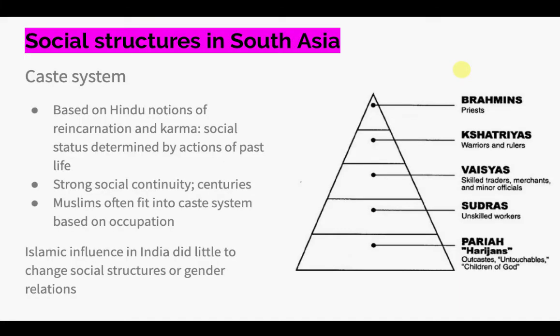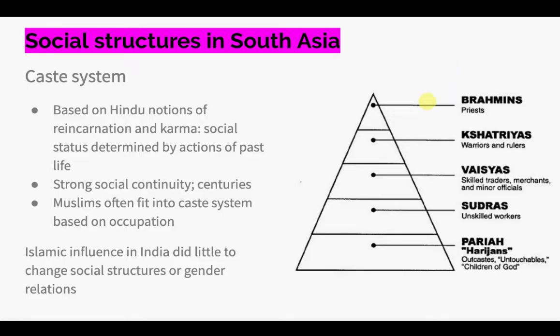Social structures in South Asia. First, we need to explain the caste system. In Hindu philosophy, one's life is part of an endless cycle of rebirth, with the ultimate goal being released from this cycle through spiritual purity and enlightenment. As you live your life, you generate karma based on your actions. If you have good karma from acting correctly, you will be reborn into a higher class, or caste. If you have negative karma, you are reborn into a lower caste.